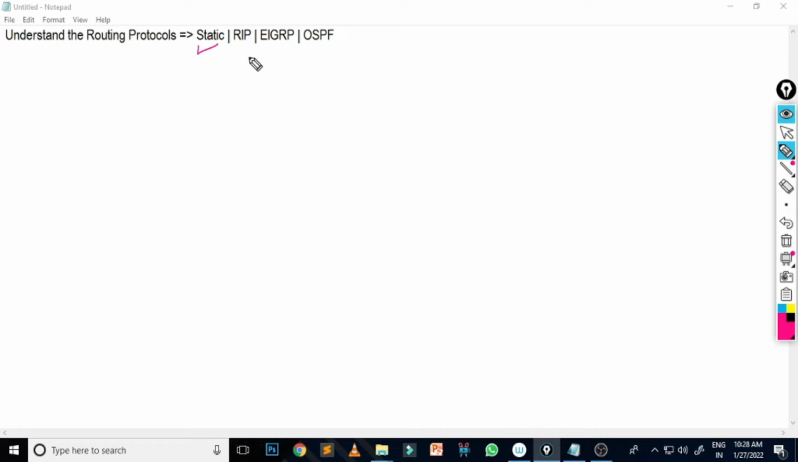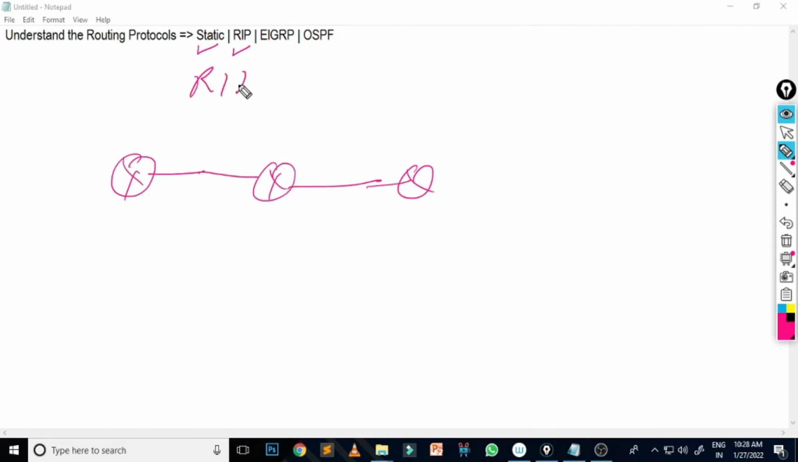Now let us discuss the dynamic routing protocols, which is RIP. RIP stands for Routing Information Protocol, but now this routing protocol is majorly not in use, because it has a lot of limitations. Let me give you an example. Let's say we are configuring this network with the help of RIP. We have the X network, the Y network, and the A network. This is router number 1, this is router number 2, this is router number 3.